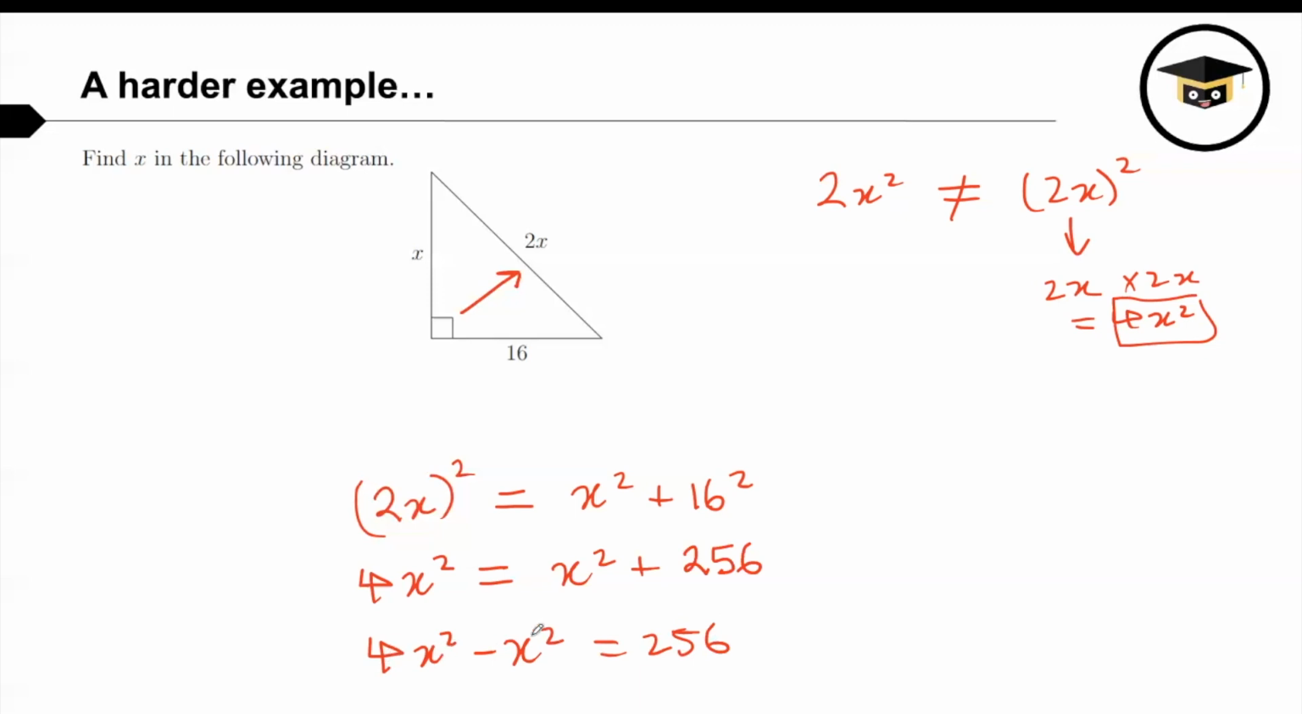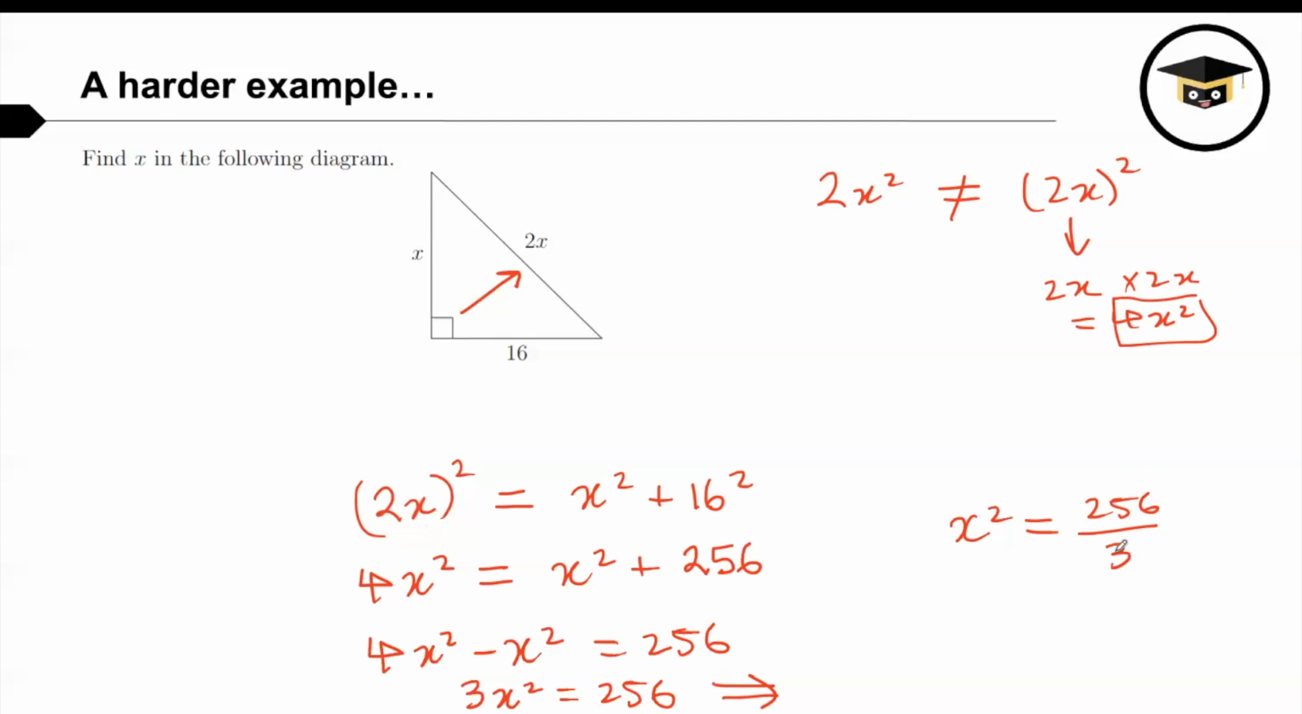Now, 4x squared minus x squared, that's just the same as collecting like terms, like 4 apples minus 1 apple, we have 3 apples left. So we have 3x squared is equal to 256. And then from that, if 3x squared is equal to 256, then we would say that 1x squared is equal to 256 divided by 3.